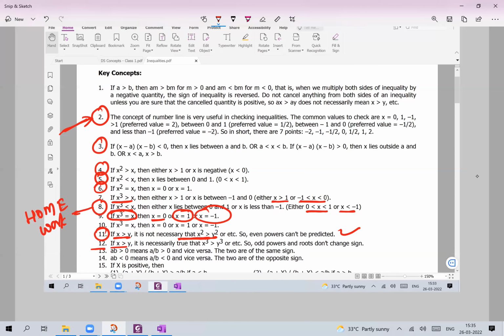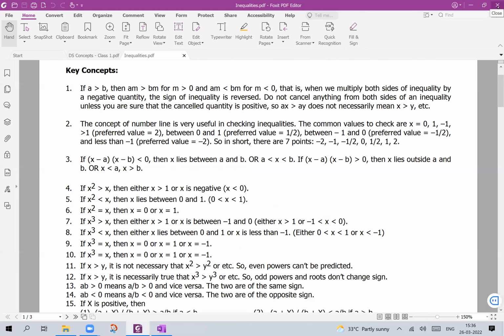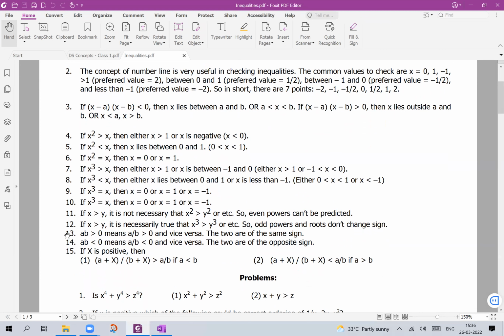Point number 12, if X is greater than Y, it is necessarily true that X cube will be greater than Y cube, because the cubic forms behave in the same way, right? If 2 is greater than 1, 2 cube will be greater than 1 cube. If -1 is greater than -5, then -1 cube will be greater than -5 cube for sure. Sign does not change at all. Point number 13, 14, 15, we'll do it later.